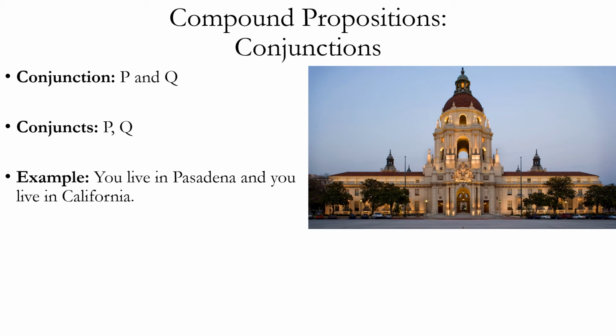However, with conditionals, we do have separate names for antecedent and consequent because if you reverse the order, if P then Q becomes if Q then P, it has a different logical meaning. So you've changed the conditional. Here's an example of a conjunction. You live in Pasadena and you live in California.